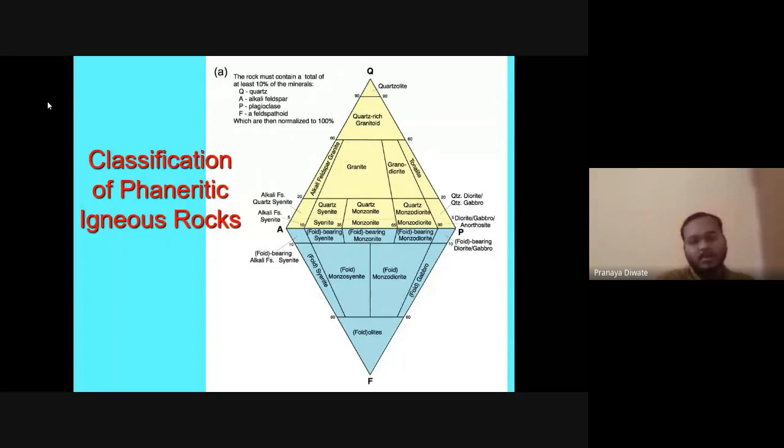First one is the quartz-rich granite. Then you have quartz syenite, quartz monzonite, and quartz diorite. So these are all different kinds of classification of igneous rock in the QAPF system.